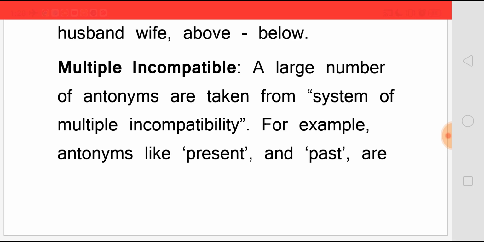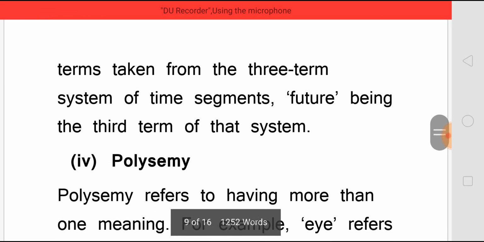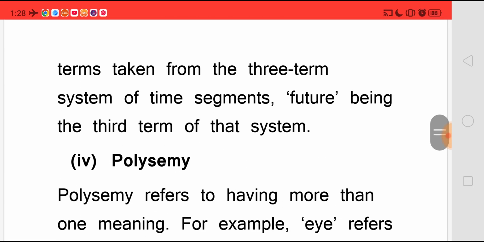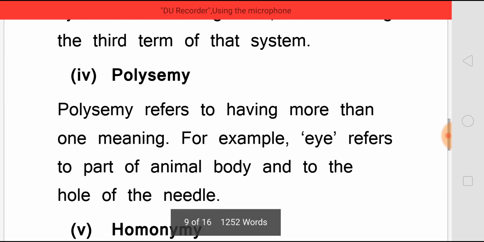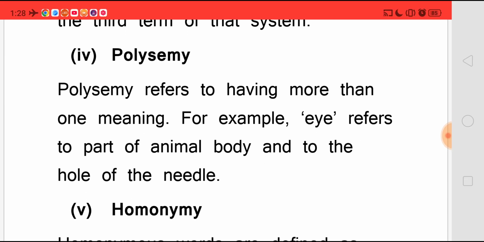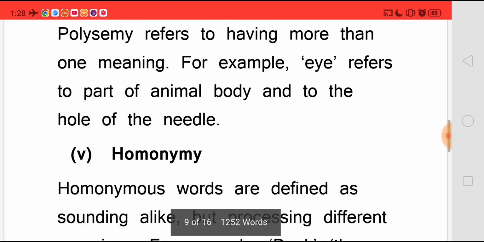For example, antonyms like present and past are terms taken from the 3-term system of line segments, future being the 3rd term of the system. Then we have polysemy. Polysemy refers to having more than one meaning. For example, eye refers to part of an animal body and to the hole of the needle.